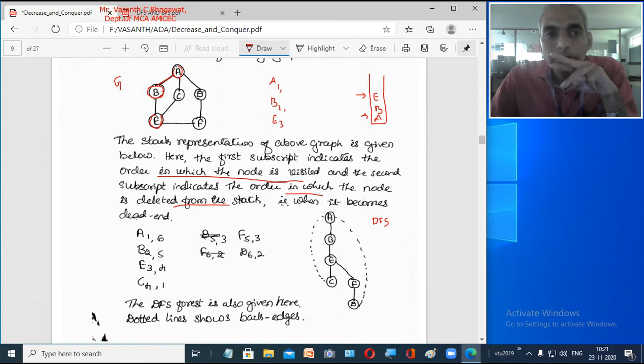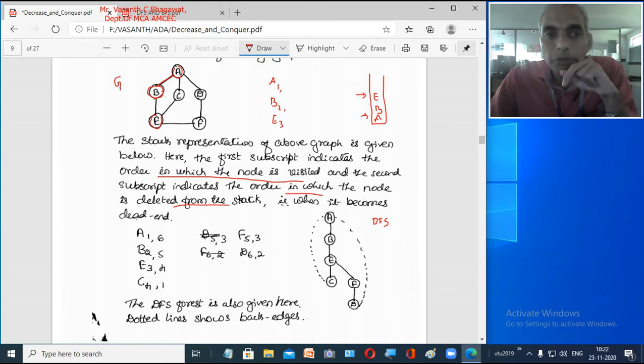Now out of these 3 nodes, B is already visited. See, B is there in our stack, so you came from B. So now you are left with C and F. These are the 2 adjacent nodes which are not visited.